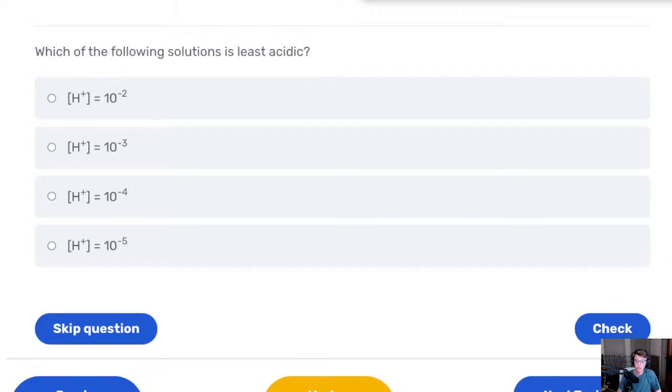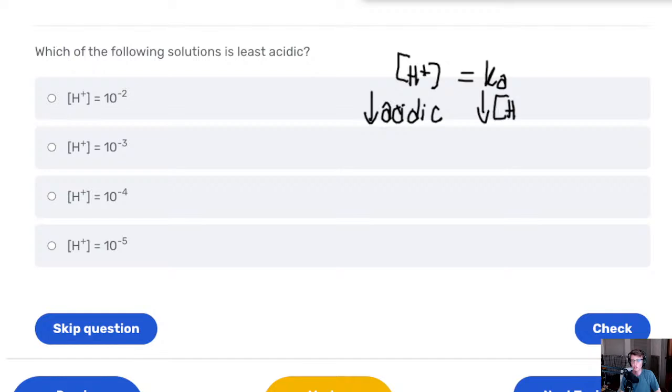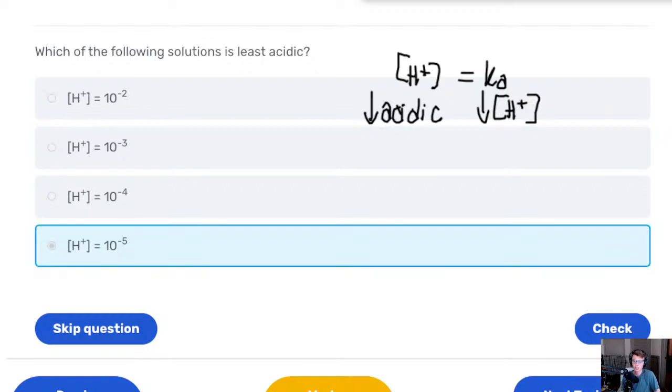And it's asking about H plus concentration. The corollary, just to put it out there before we answer this question: you're going to treat H plus and Ka values the same way, just like you would take pH and pKa values the same way. So what does this mean? If we're looking for something with the lowest acidity, the least acidic out of all of these, then we would look for something with the lowest H plus concentration, because acid is just how much H plus you have. We would look for the lowest number. Since these are 10 to the negative values, we look for the most negative exponent, which in this instance is going to be answer choice D.